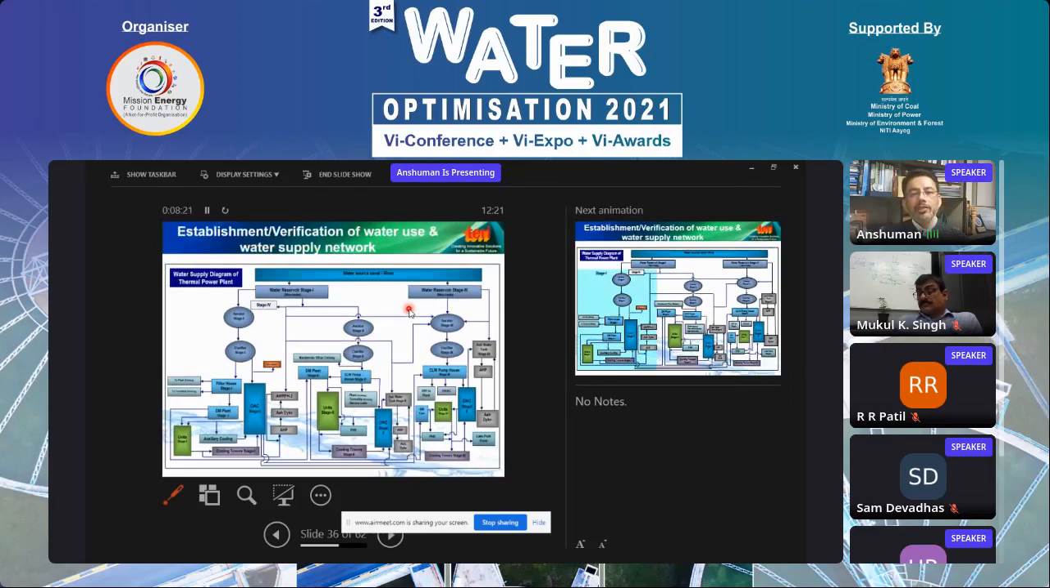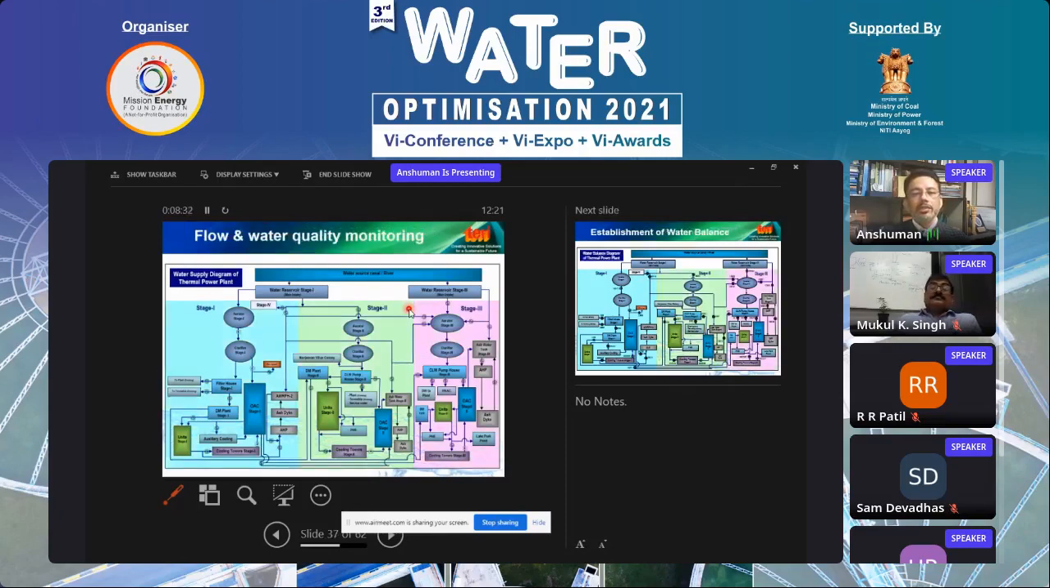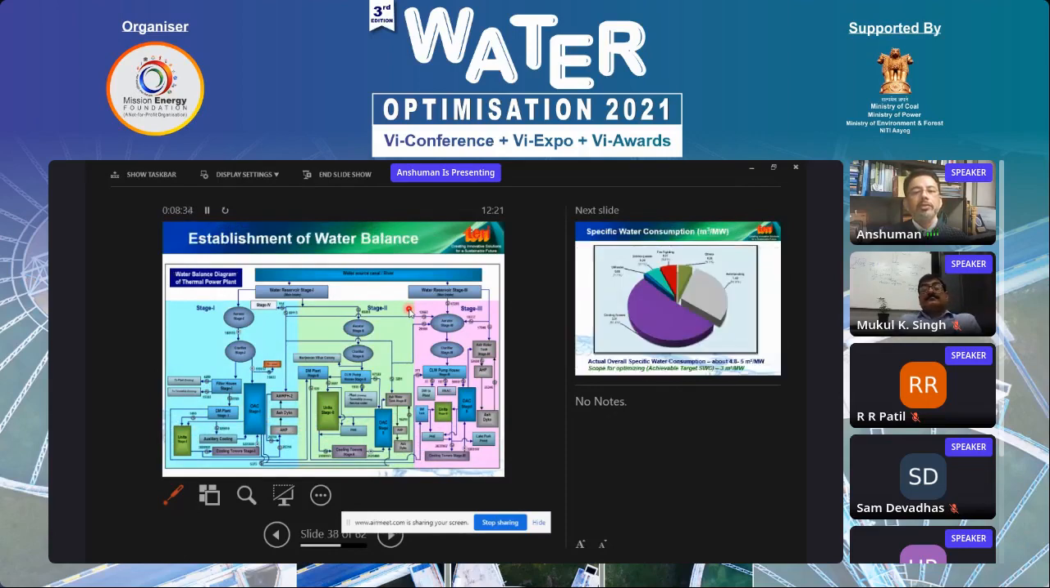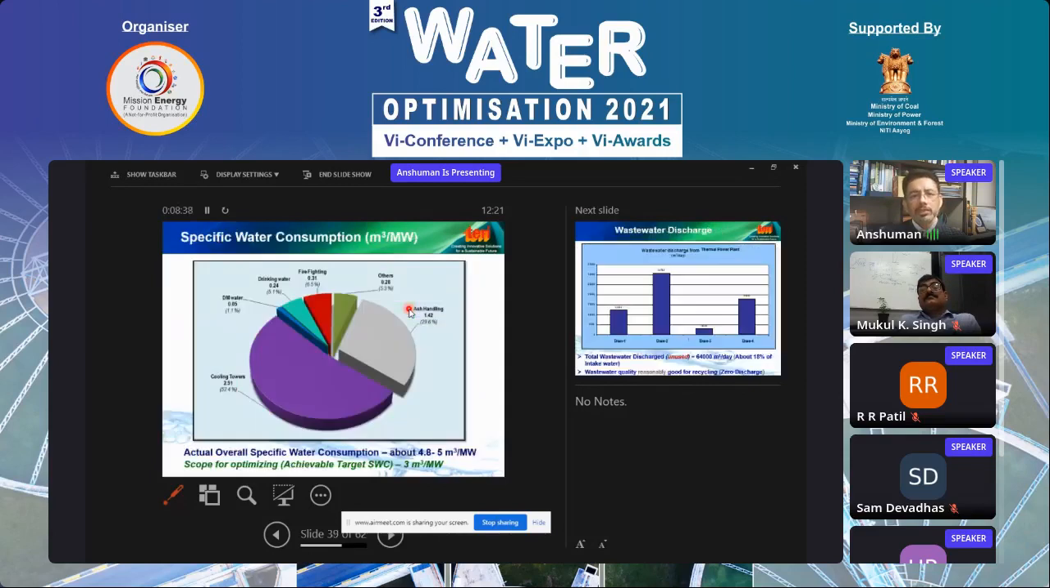So in all these three stages, we established the water supply network, identified the locations where flow measurement was needed, and also did the water quality assessment. And in all of these stages, we established the complete picture of consumption versus actual usage, with different kinds of processes of water use.